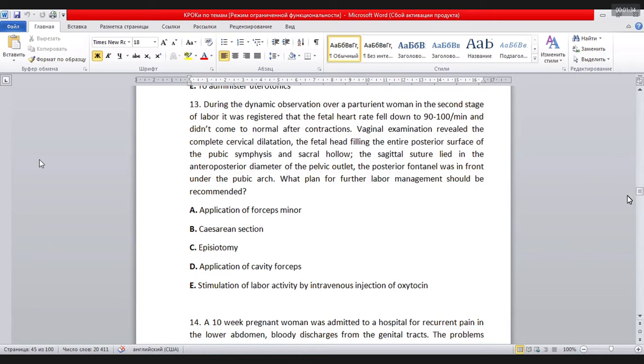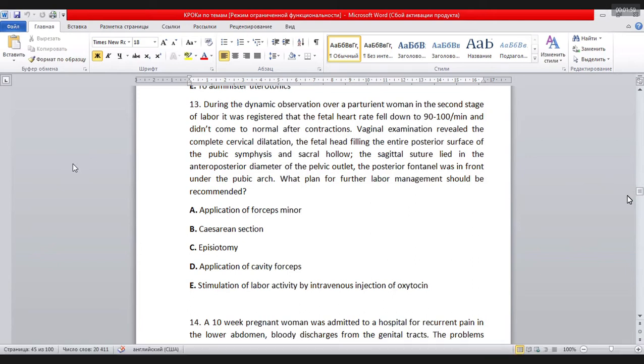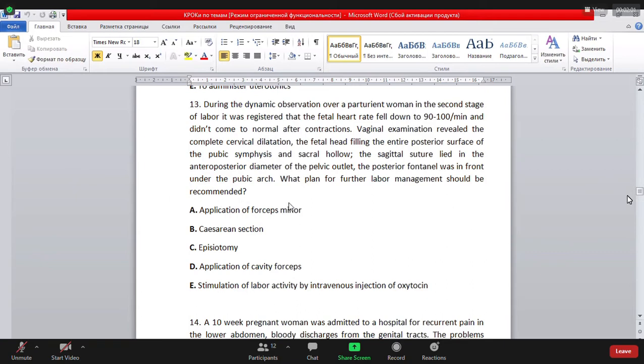Sagittal suture lies in the anterior-posterior diameter of the pelvic outlet. Here you see, they told you anterior-posterior diameter. You remember the oblique diameter of the pelvic inlet, yes, or the anterior-posterior diameter of the pelvic outlet. The posterior fontanelle was in front under the pubic arch. What plan for further labor management should be recommended?